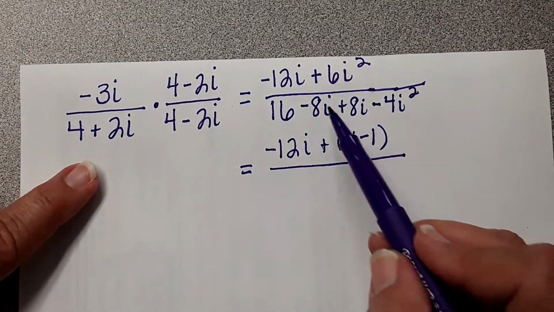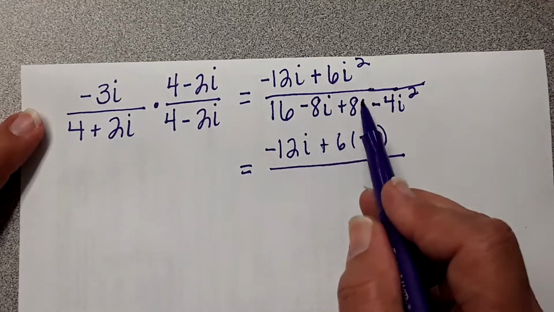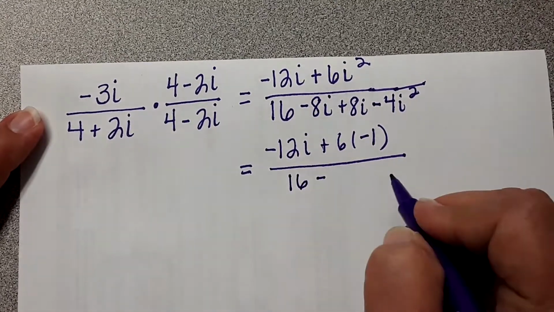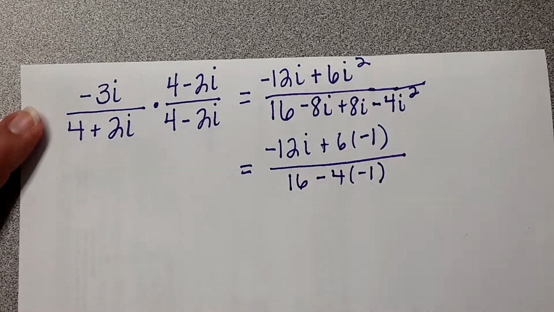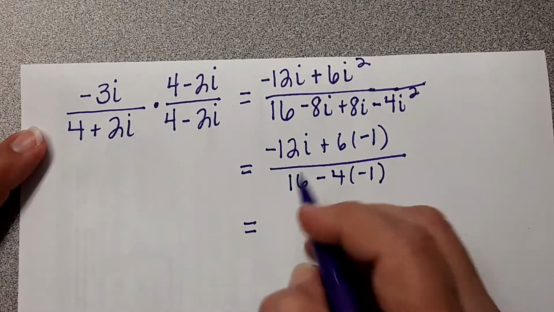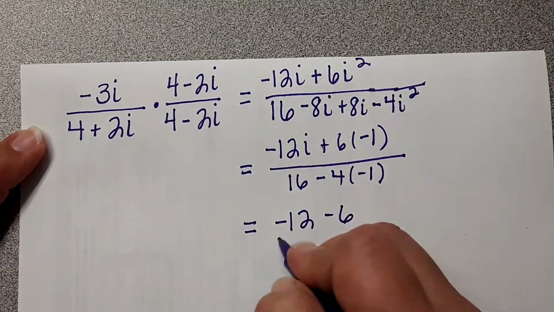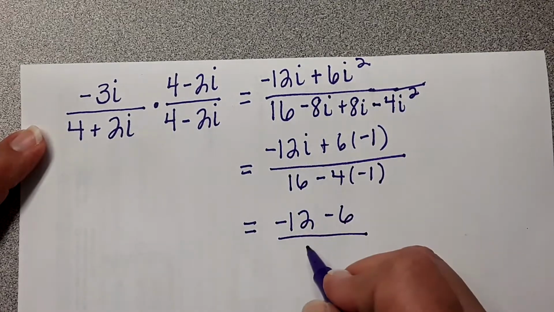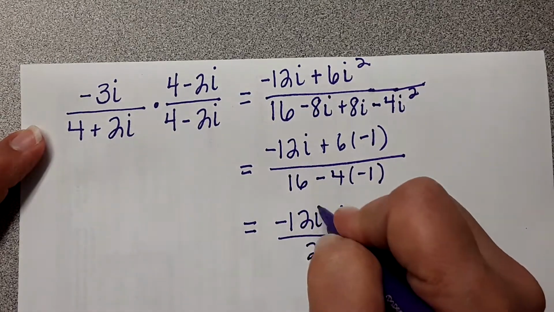100% of the time, these two are going to cancel out. Always, if you've done it correctly, these two middle terms should cancel out. And then you're left with 16 minus 4 times negative 1. Then what you're going to do is negative 12i minus 6. And this becomes 16 plus 4, which is 20. And yes, I forgot the i, can't forget that.